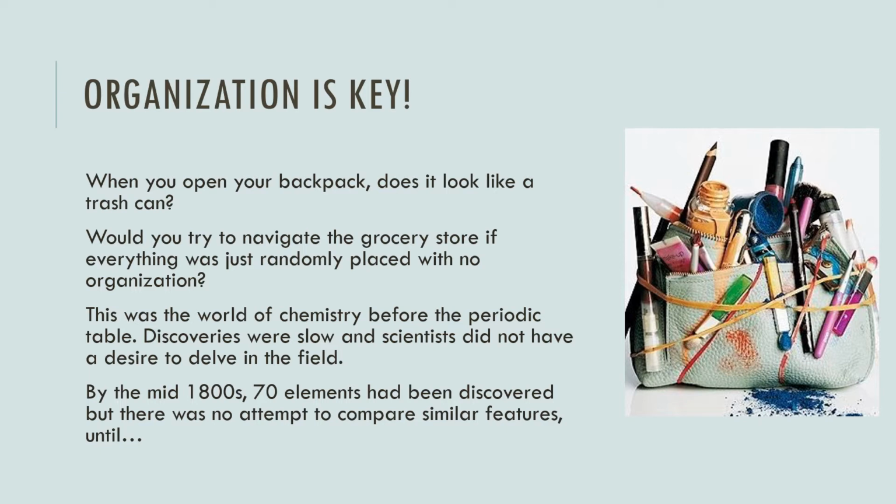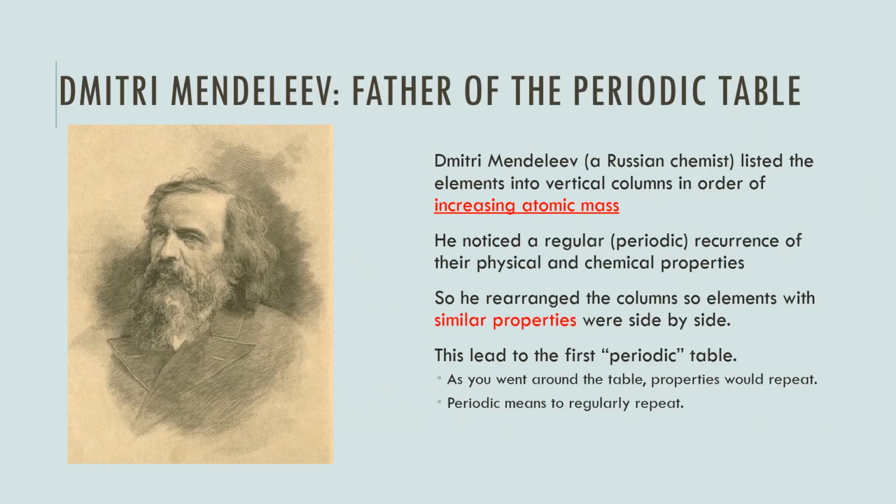But then, along comes Dimitri Mendeleev, the father of the periodic table. He was a Russian chemist who listed the elements into vertical columns in order of increasing atomic mass. So in the back of your periodic table, let's write his name, Dimitri Mendeleev. And let's write two things about Dimitri Mendeleev. He organized the periodic table into vertical columns in order of increasing atomic mass.